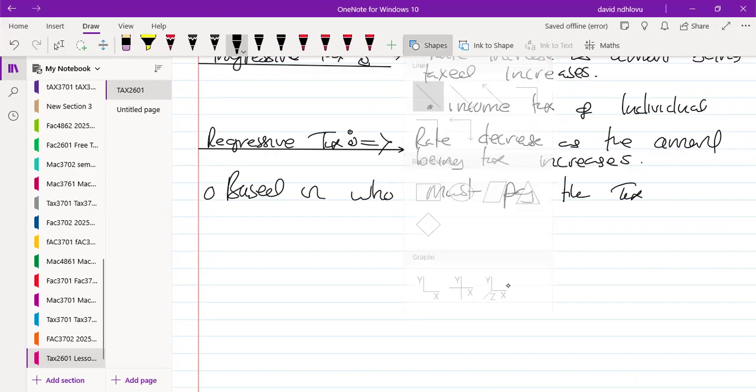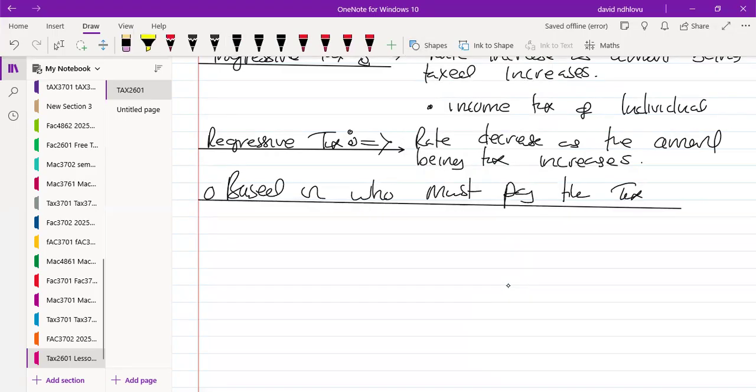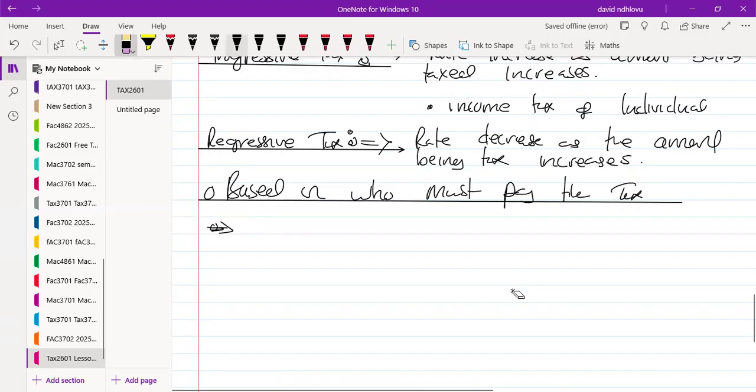Right. So again, this is important. It will be important in your multiple choice question. Number one, bullet point number one, we have what we call direct taxes.